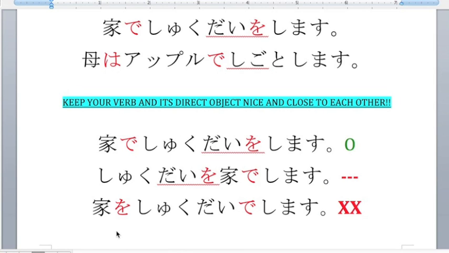Now, here's a bad one. Once again, "uchi o shukudai de shimasu." Double batsu on that one. Now, your house is kind of, your shukudai is doing the house in some way, or the house is doing homework itself. Not going to work. Don't do this.